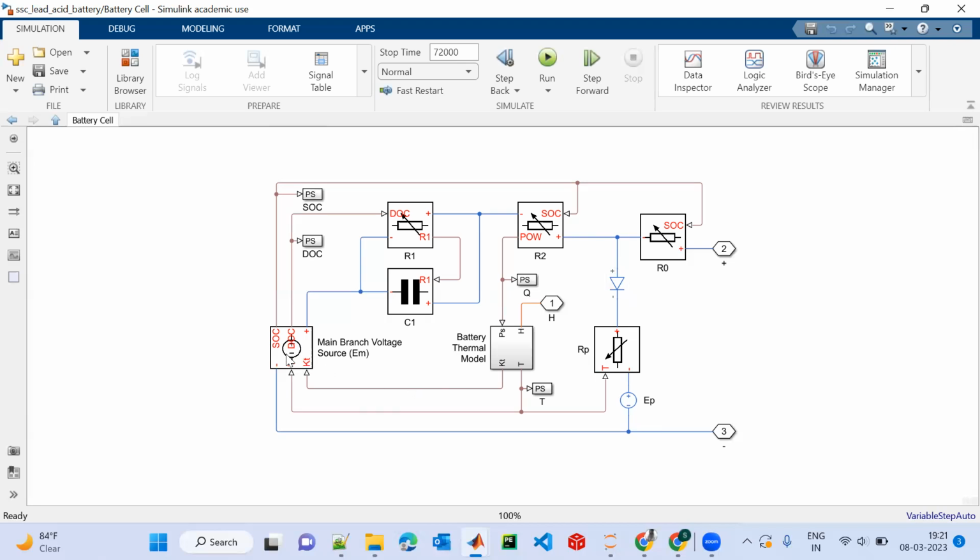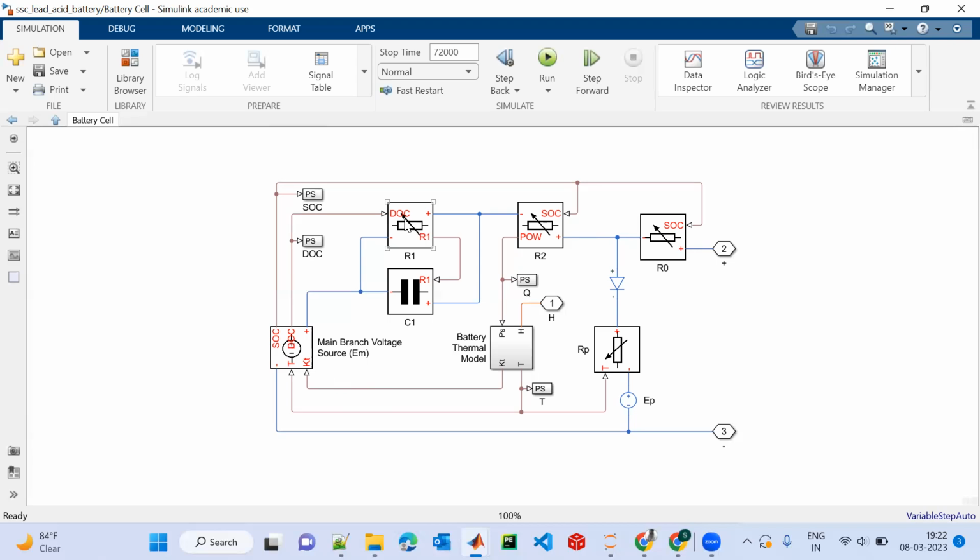Now, if we come to the main branch, this main branch basically approximates the internal electromotive force, or we can say EMF or open circuit voltage of one cell. The EMF value is assumed to be constant when the battery is fully charged. The EMF varies with the temperature and state of charge, or the SOC. Then this terminal resistance, or this R0, basically approximates the resistance seen at the battery terminals. This resistance is assumed constant at all temperatures and varies with different state of charge values.